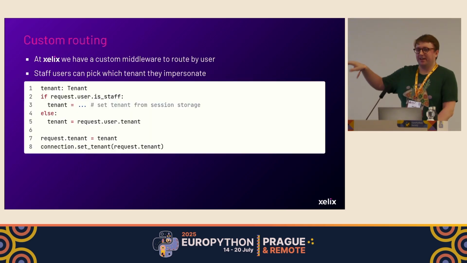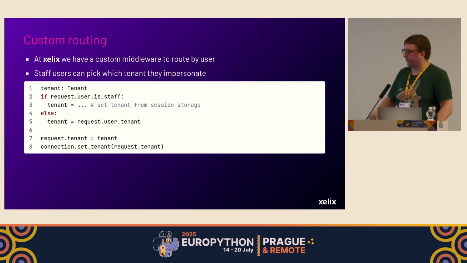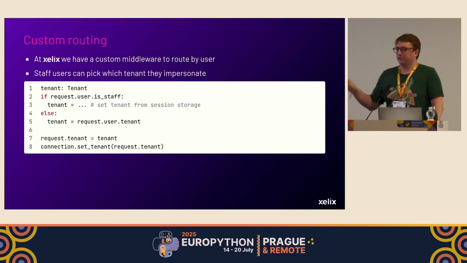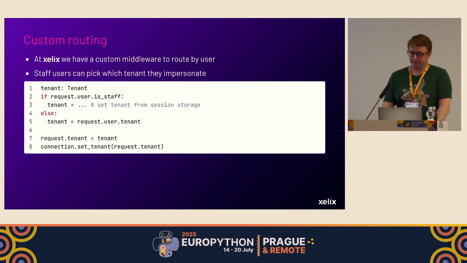If the user is a staff user, we somehow select the tenant from some session storage, like we can select which organization we want to do. If it's not a staff user, we activate the tenant of the user that's currently logged in. The rest looks exactly the same.